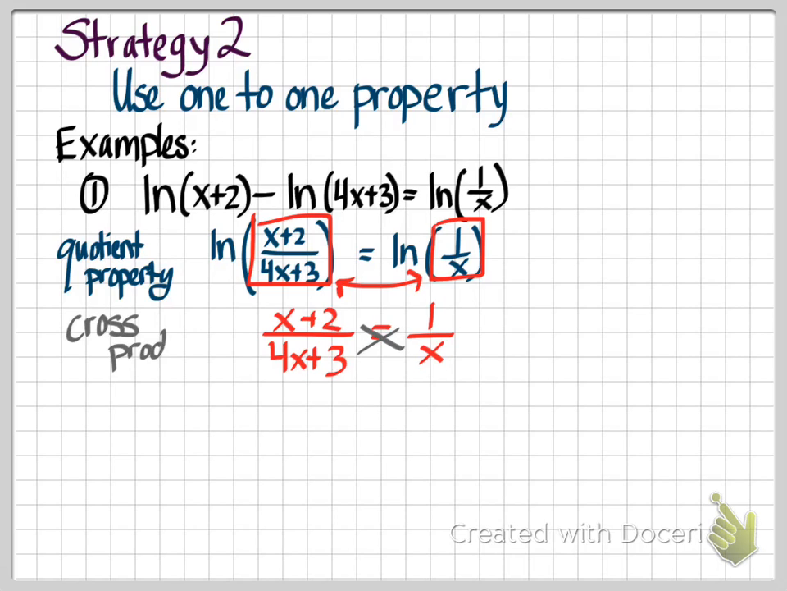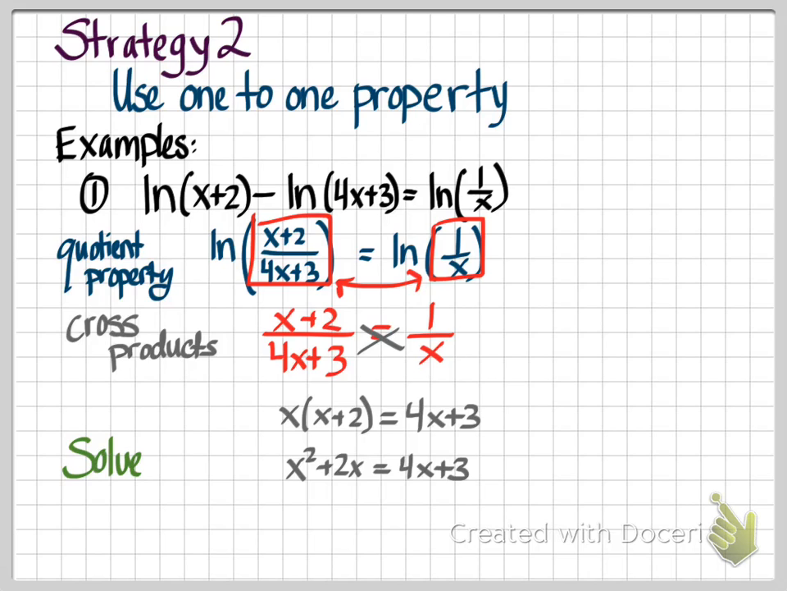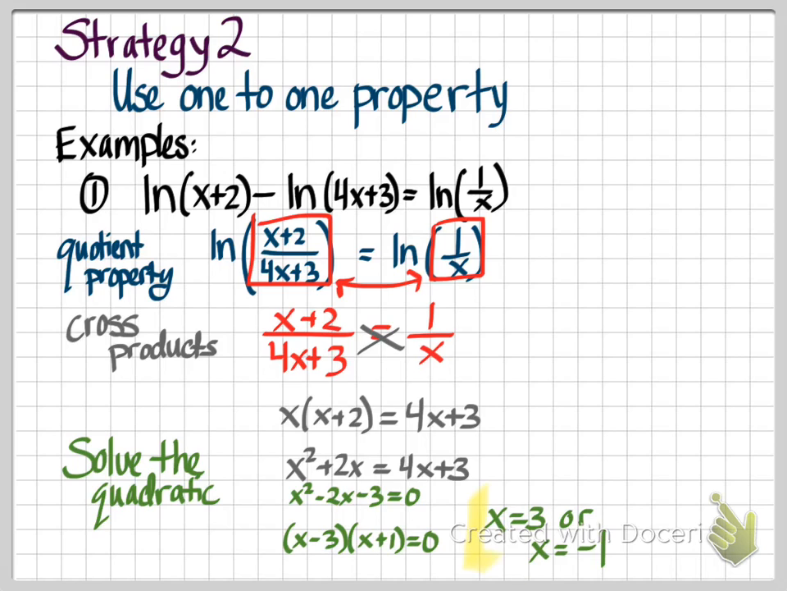We'll use the cross products to get the x's out of the denominator. And then we'll solve by writing this out as a quadratic and getting everything to one side. So we're going to solve the quadratic again just like we did in the previous example. To get what I have in green there, I subtracted 4x from both sides and I subtracted 3. Now I'll factor and use the zero product property. x equals 3 or -1. So we're going to be using some of our newer properties, but in the end it's just solving an equation once we get rid of things like the natural logarithm.